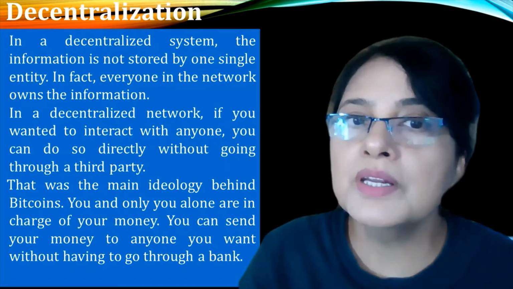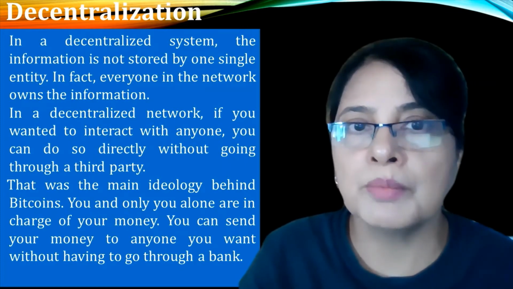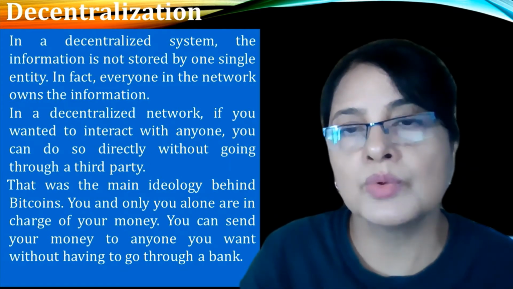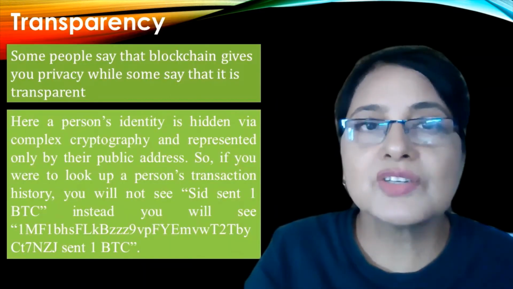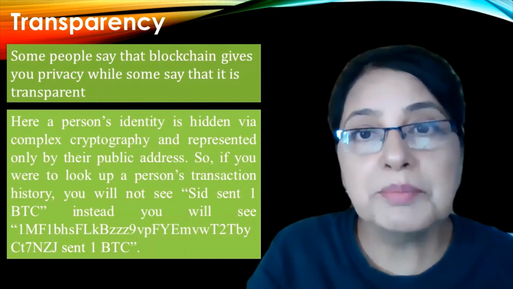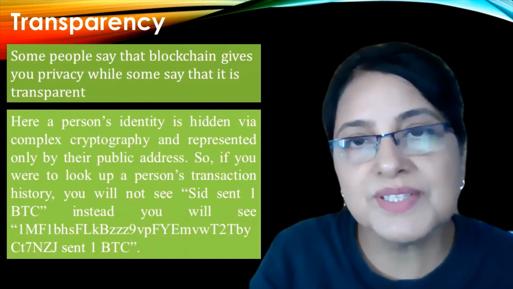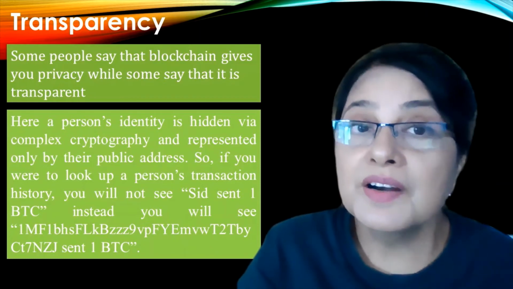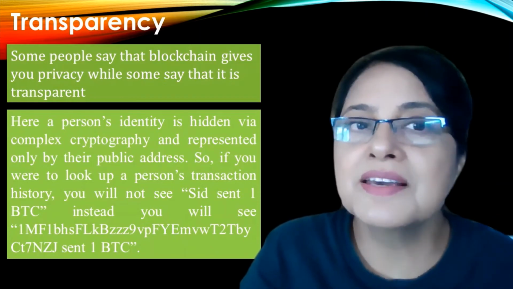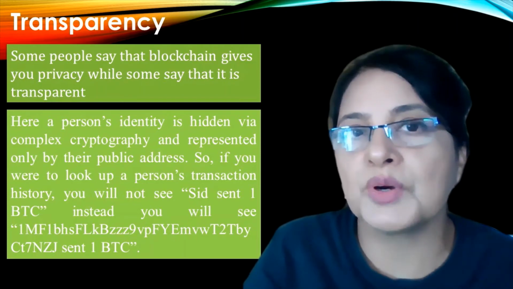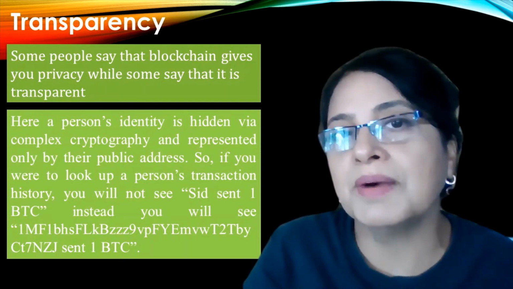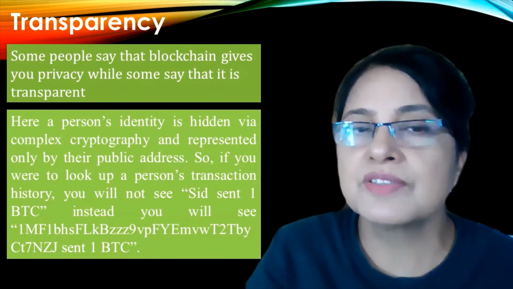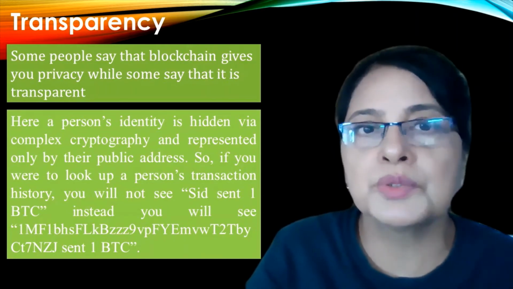You and only you alone are in charge of your money. You can send your money to anyone you want without having to go through a bank. Let's talk about transparency. Now, some people say blockchain gives you privacy, while others say it gives you transparency. Here, a person's identity is hidden via a complex cryptography and represented only by their public address. So if you were to look up a person's transaction history, it will not show you any names.